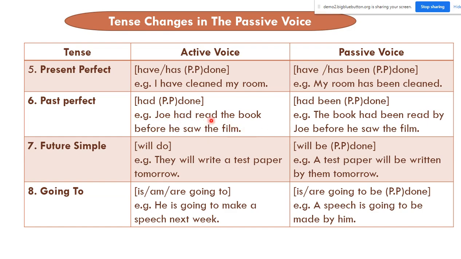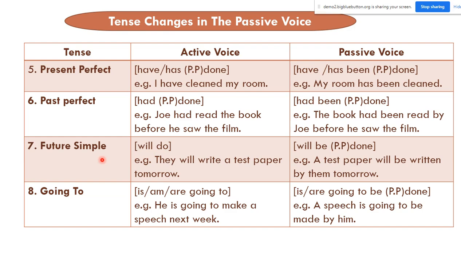Joe is the subject, had read is the verb, the book is the object. My concern is the book, so I start with the book: The book had been read by Joe before he saw the film. The change that happened here is "been." I add "been" between "had" and the past participle.